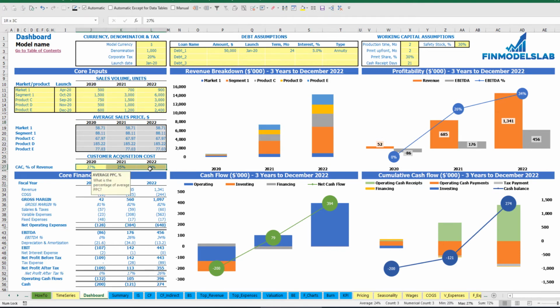Additionally, you can set up customer acquisition cost, or what percentage of revenue will be spent on your pay-per-click or another way of marketing. In other words, 27% of your revenue will be spent on marketing.